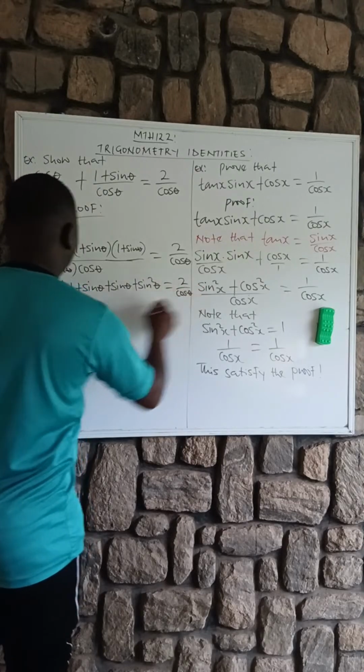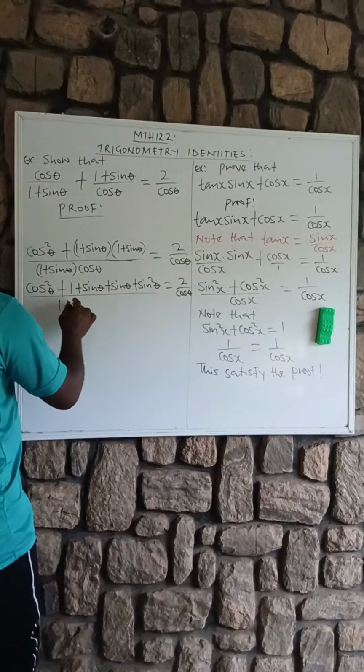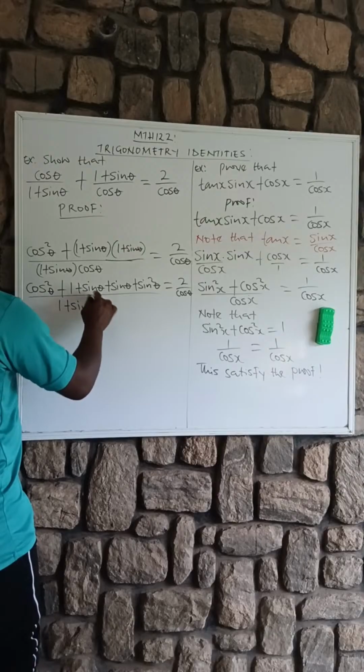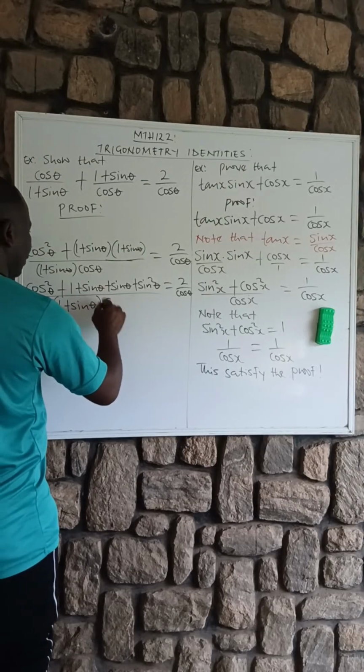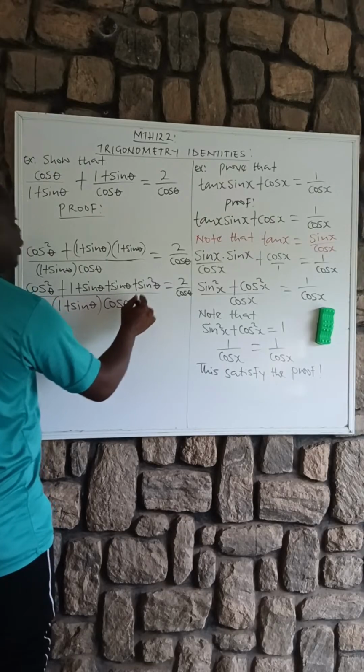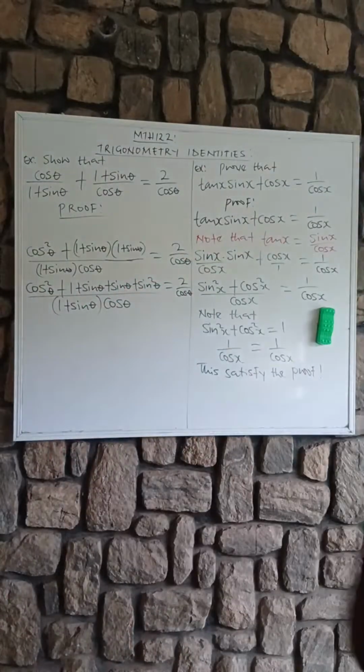Cos theta. True or false? All over 1 plus sin theta, open brackets, times cos theta. Do you agree with me? Look at the board very well. Do you agree with me?